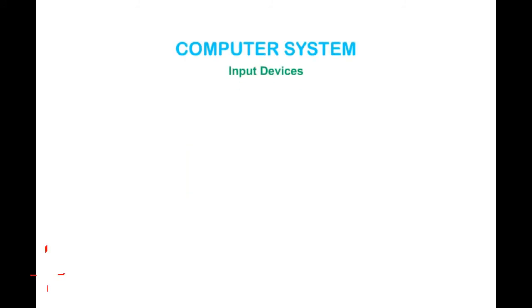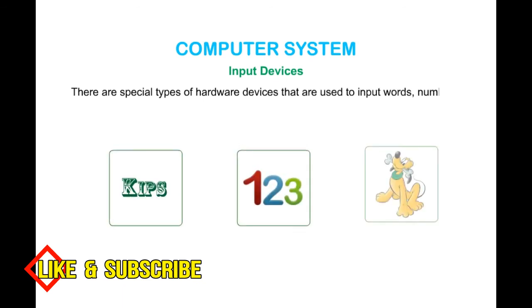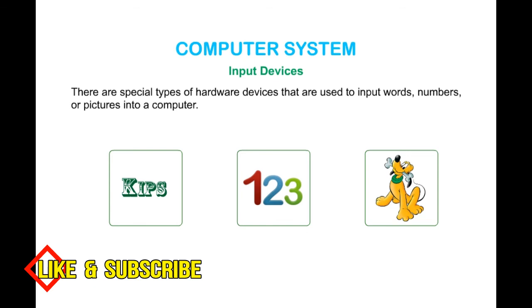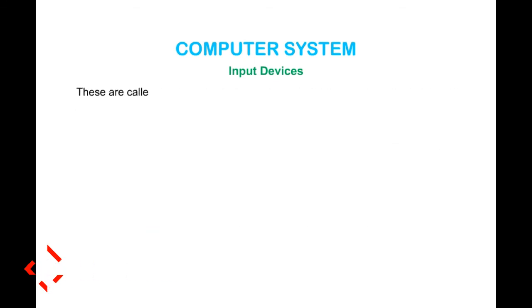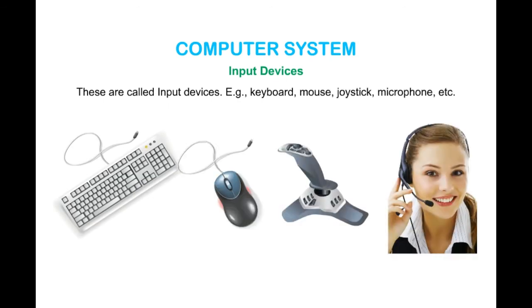Let us talk about input devices. There are special types of hardware devices that are used to input words, numbers, or pictures into a computer. These are called input devices. Example, keyboard, mouse, joystick, microphone, etc.